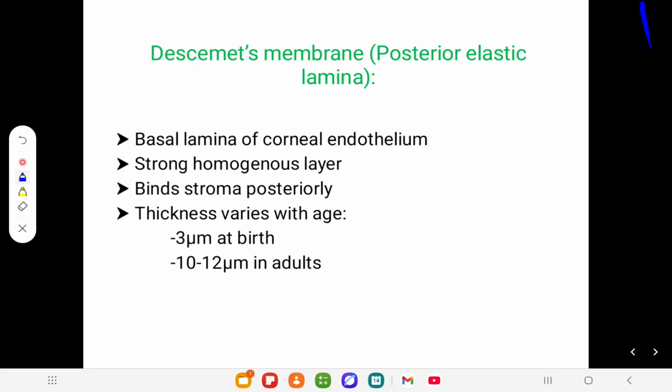Okay, let's start with Descemet's membrane, which is the posterior elastic lamina. Basically, it works as the basal lamina of the corneal endothelium. It is a strong, homogeneous layer, very strong, and binds the stroma posteriorly. Its thickness varies with age, as we have already discussed, and it thickens as age progresses. At birth it's 3 micrometers, and 10 to 12 micrometers in an adult.